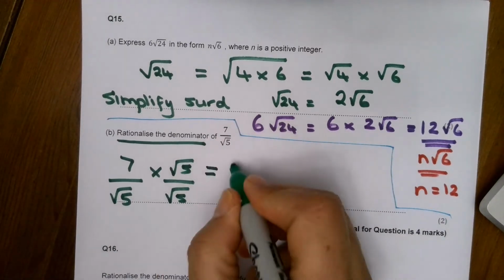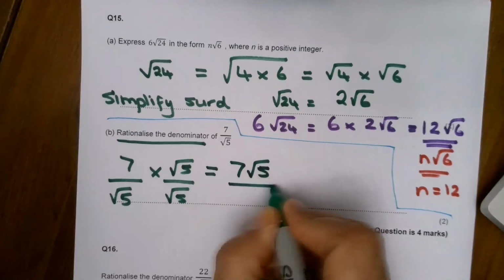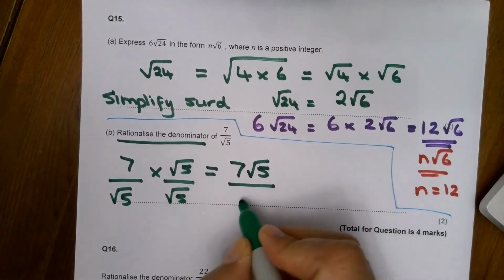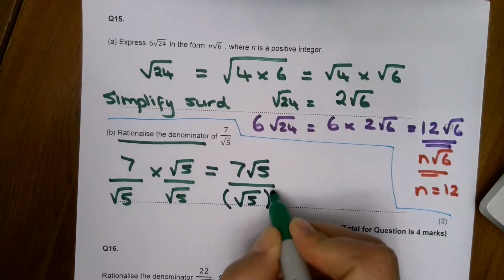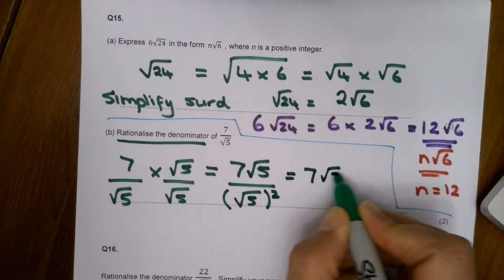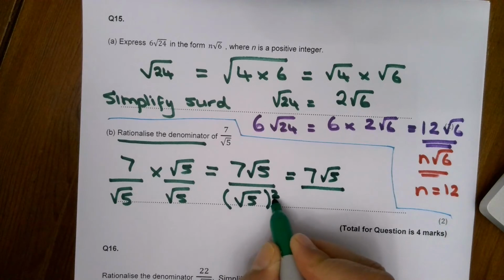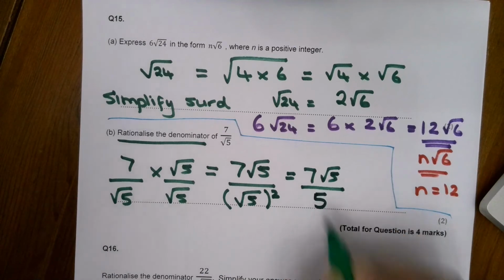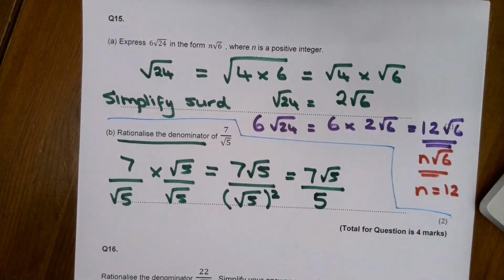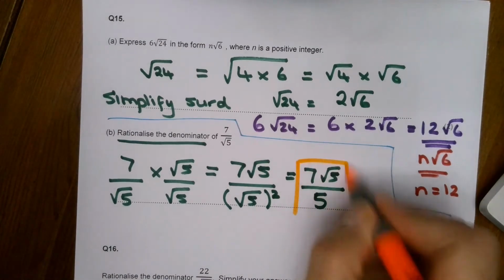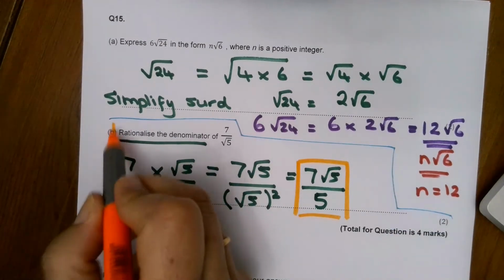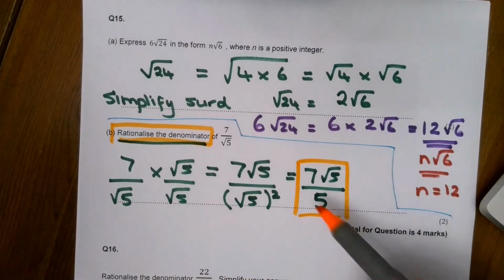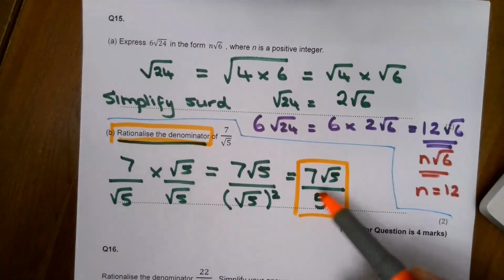So on the top, I've got 7 lots of root 5. And on the bottom, I've got root 5 times by root 5. So I've got root 5 squared. Now, what does root 5 squared mean? Well, square rooting and squaring are inverse functions, so you just get back to the beginning. So your answer is this. Let's just check. You were asked to rationalise the denominator, which means get rid of square roots in the denominator. I've got no square roots now in the bottom of my fraction.